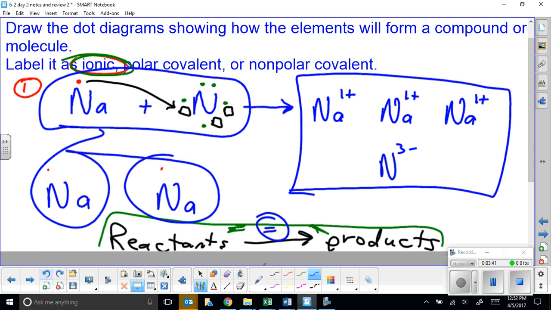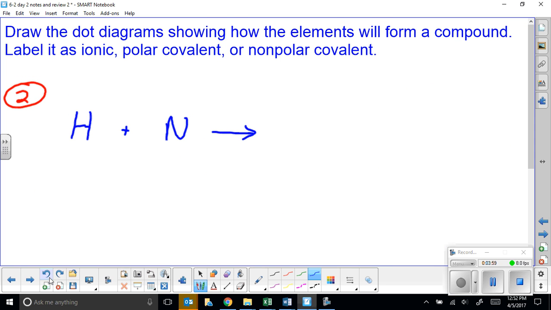So this one is an ionic compound, and you can see we have ions. When we have ions, we don't have dots around things, because the electrons are either gained or lost to fill that shell and become charged as an ion. Let's look at another example.